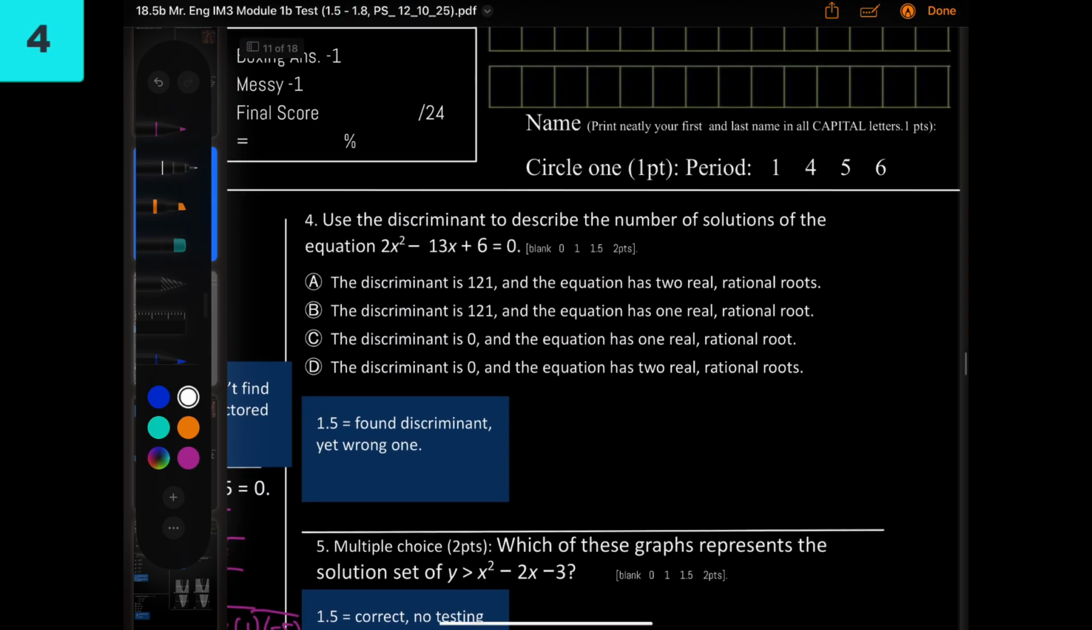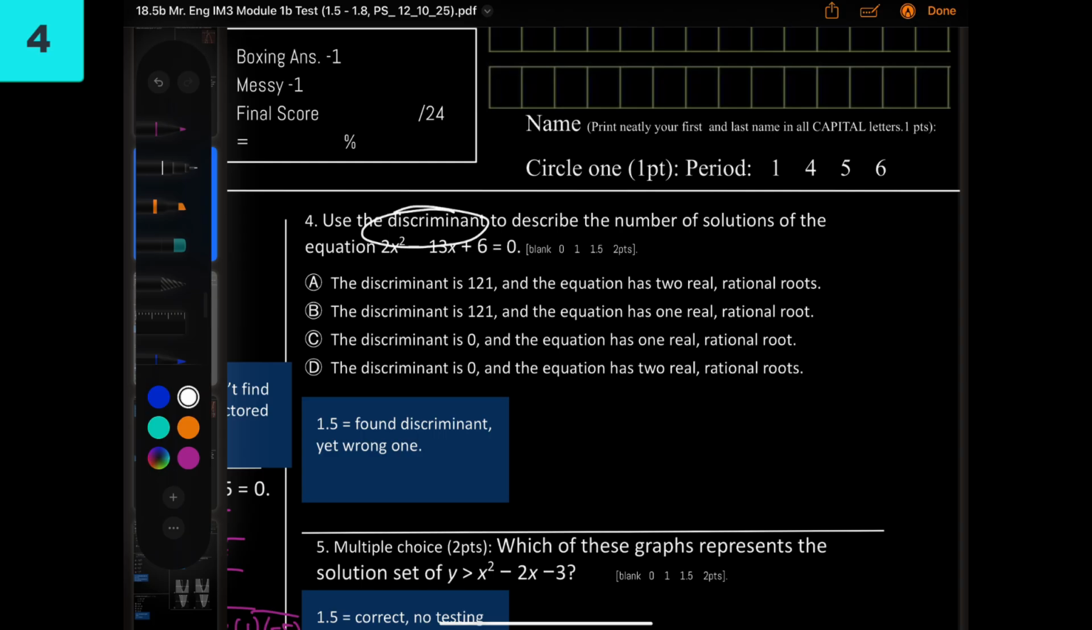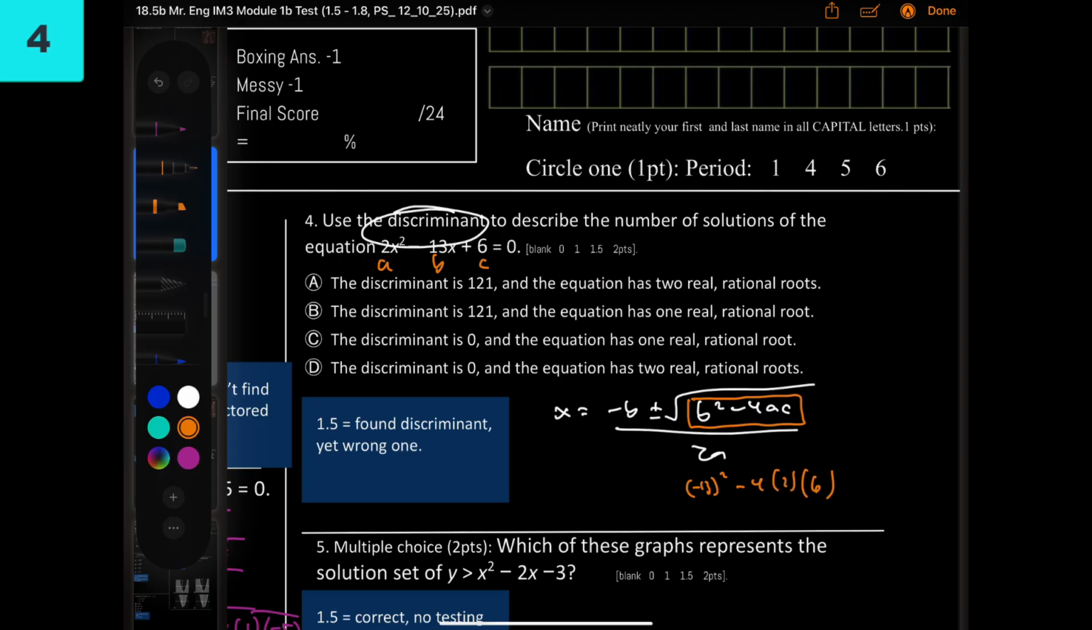Okay, question number 4, use a discriminant. So I saw some students do this, which is totally fine. I just want to show you where it is. So the discriminant is what's here on the inside, b squared minus 4ac. So a is 2, b is negative 13, c is 6. So my b value is negative 13, my a value is 2, and my c value is 6. I want to point this out.